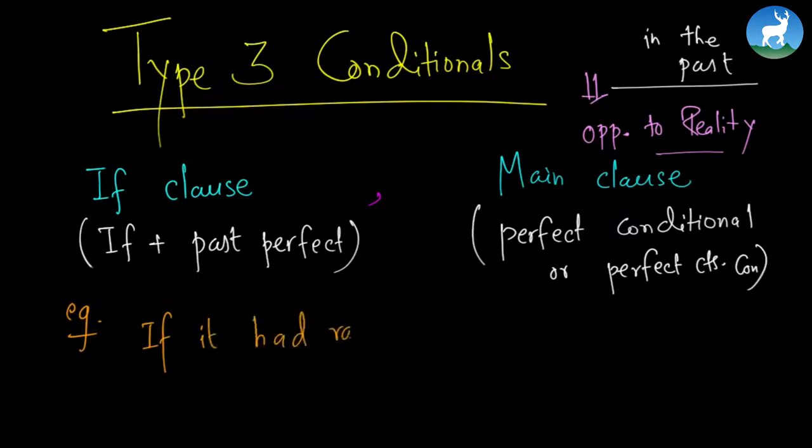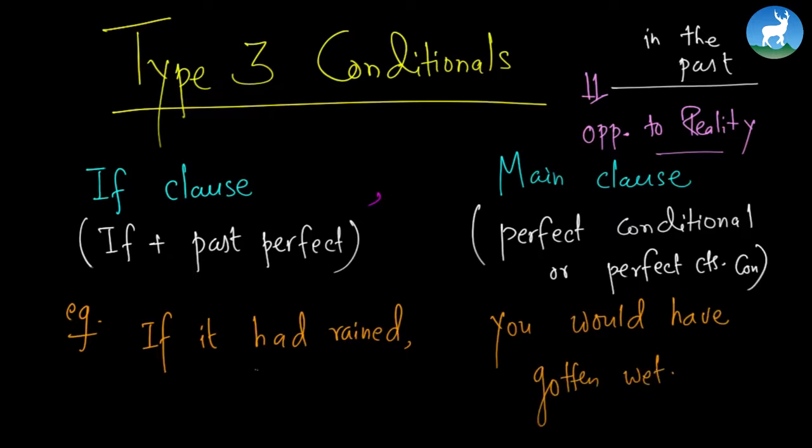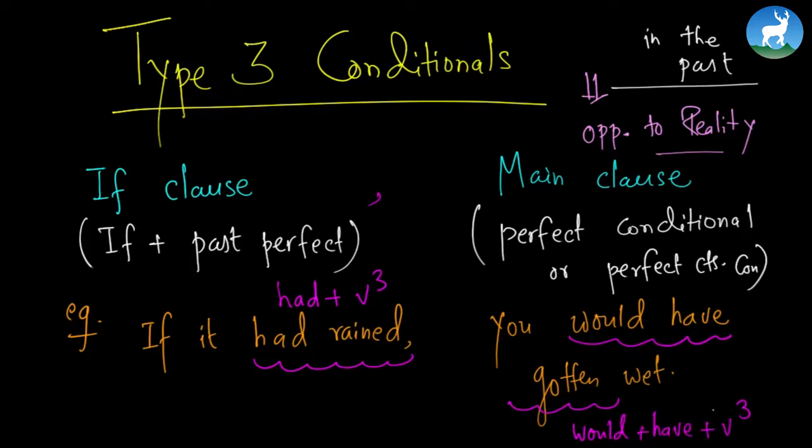If it had rained, comma, you would have gotten wet. So we have past perfect here: had plus V3, followed by would plus have plus V3. So this had plus V3 is called past perfect, whereas would have plus V3 is called perfect conditional. What is it called? It is called perfect conditional, right? Pretty easy. So let me write some more examples of type 3 sentences.